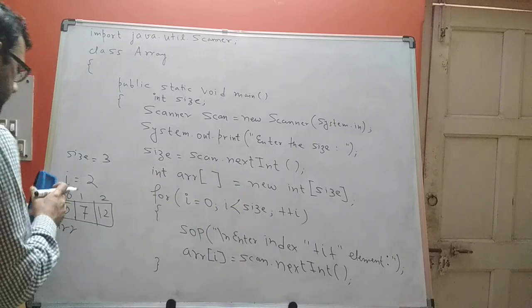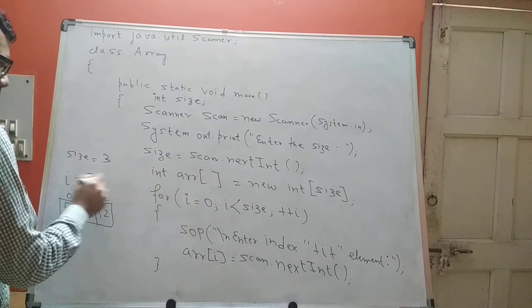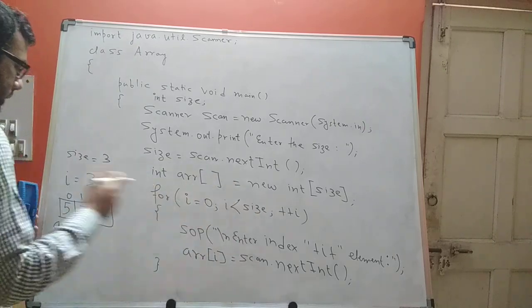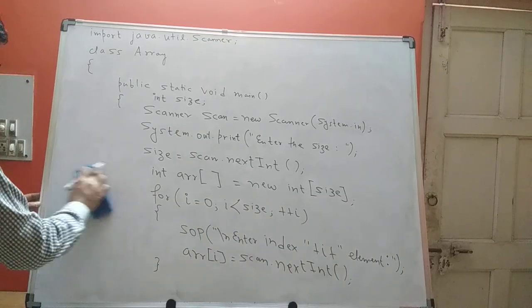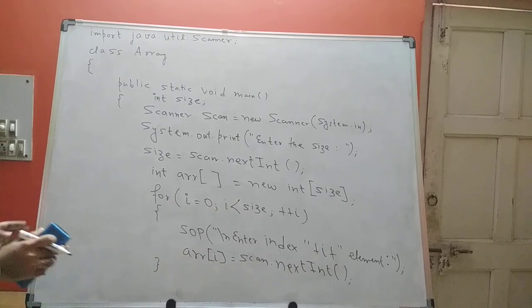And then the value of I will become 3. 3 is no longer less than 3. So you will come out of the loop. So this is how you accept an input into an array. So I hope you have copied this down. What I'll do is I'll now move on to the next part of the program.